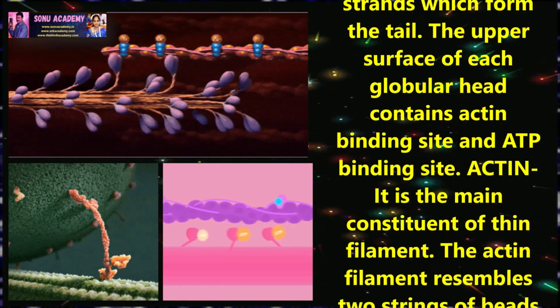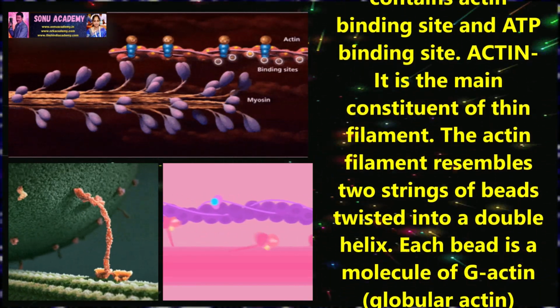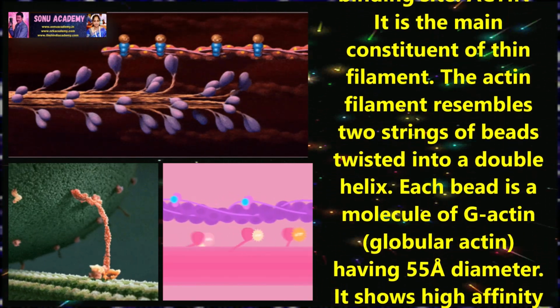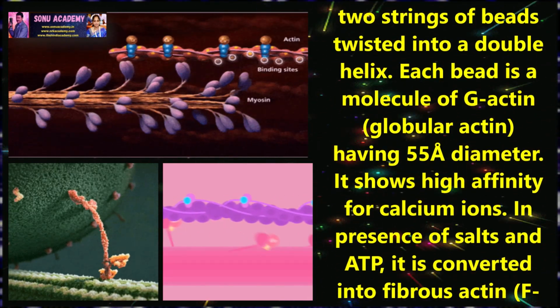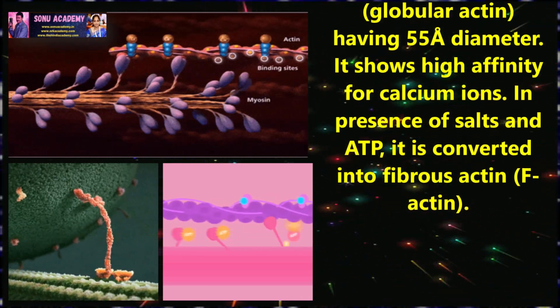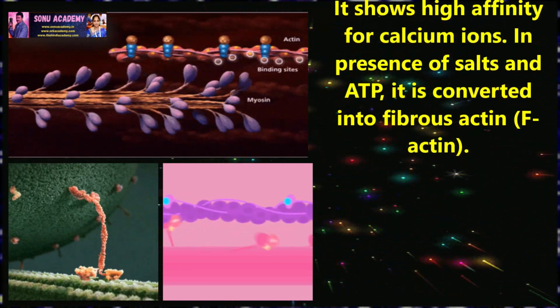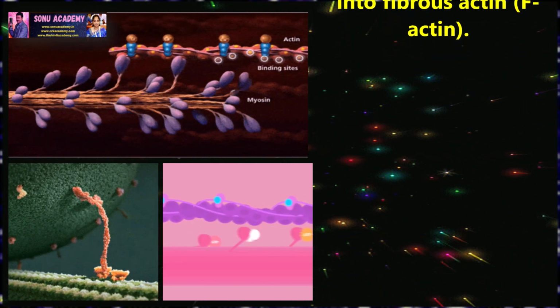Actin. It is the main constituent of the thin filament. The actin filament resembles two strings of beads twisted in a double helix. Each bead is a molecule of G-actin having 55 Å diameter. It shows high affinity for calcium ions. In the presence of salts and ATP, it is converted into fibrous actin, F-actin.